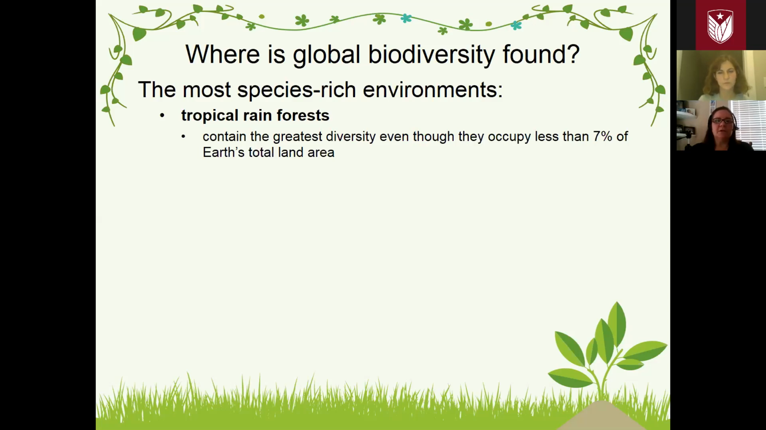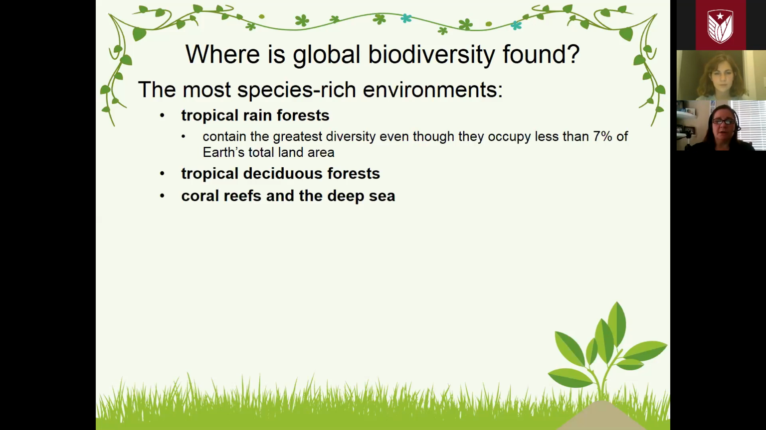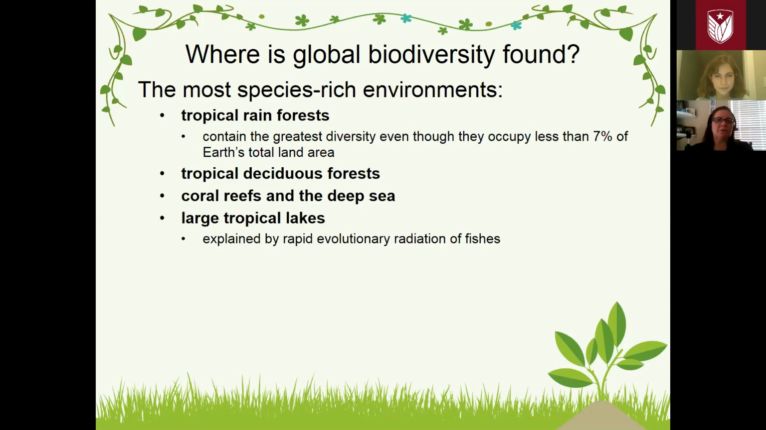land region occupies about 7% of Earth's total land area, and yet has the greatest diversity of any ecosystem. Tropical deciduous forests, this is those forests that have trees that drop their leaves in dry periods. Coral reefs are incredibly diverse, and also this one may not be as familiar to you, but large tropical lakes, particularly in Africa, have incredible amounts of diversity.